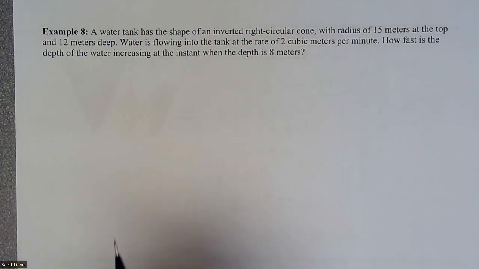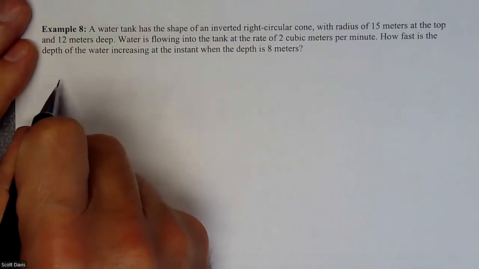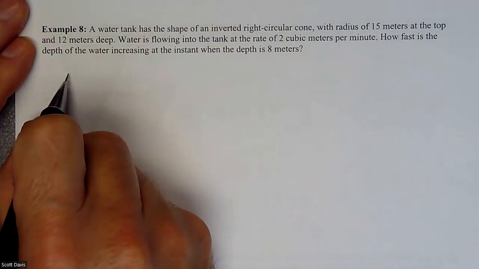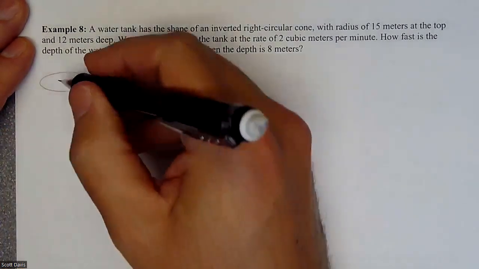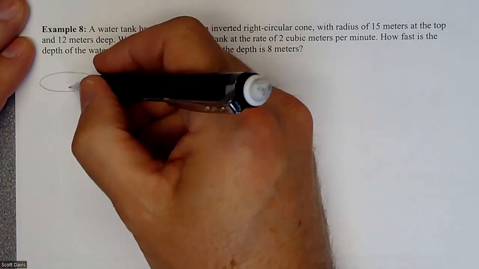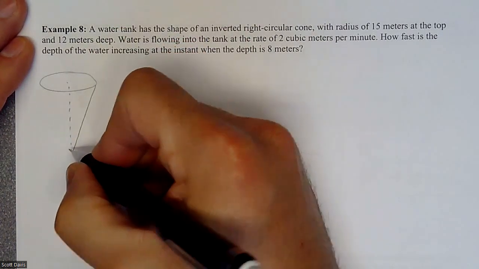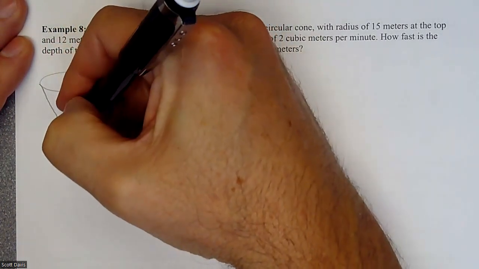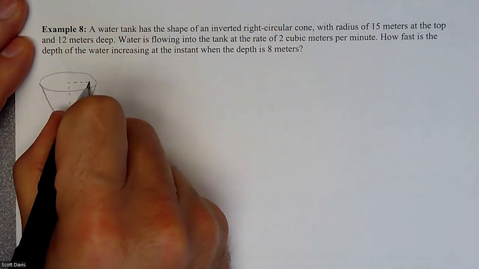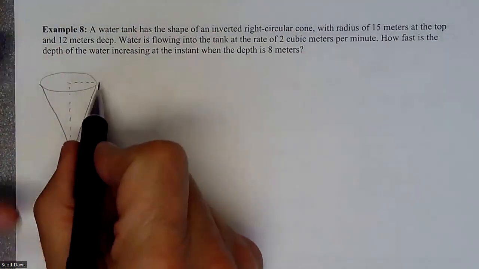All right, so let's draw ourselves a picture. We need a cone, right? And it's inverted. So let's go here. We have a height to it, and we have a radius to it. All right, so we have water filling it up.